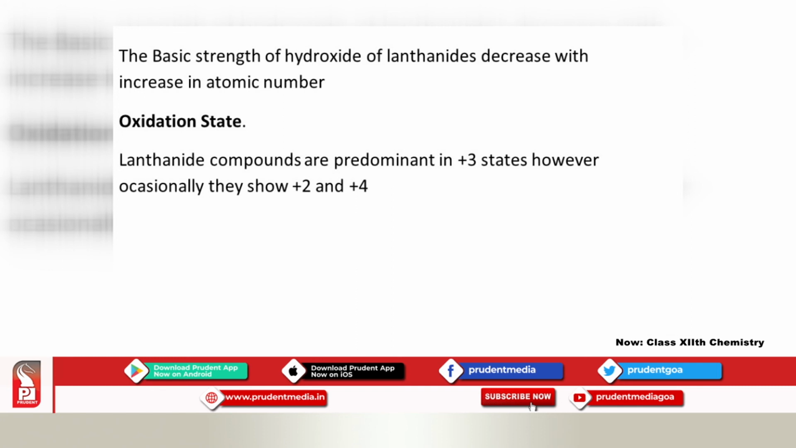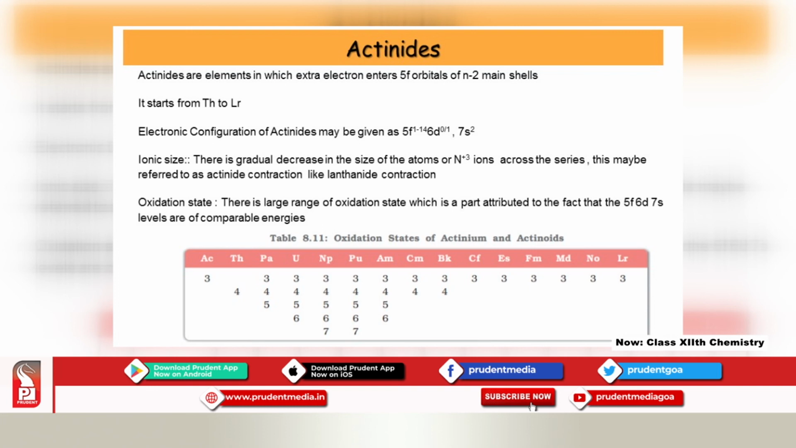Okay. And next, actinides. I told you that below the periodic table there are 2 series of elements. One is the lanthanide series, another is the actinide series. Actinides are called actinides because they are the elements after actinium. Actinides are the elements in which the extra electron enters the 5f orbitals of the n-2 subshell. So, n-2 main shell. It starts from thorium and ends with lawrencium. The electronic configuration is this: 5f 1 to 14, 6d either 0 or 1, and 7s2.